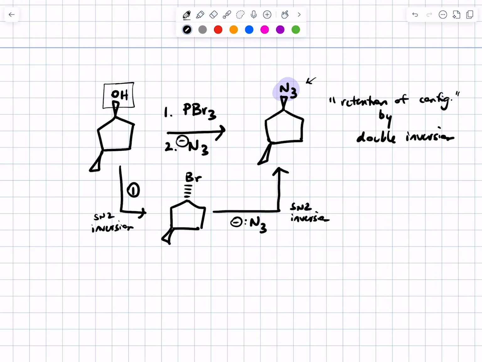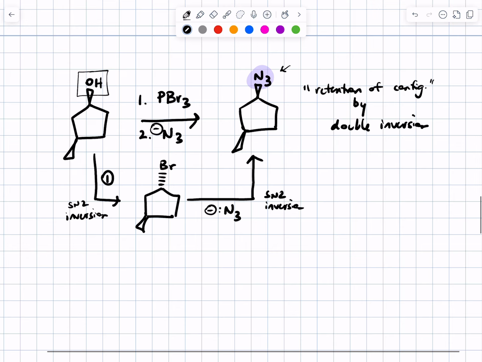Making any sense? Yes, go ahead. So when there's the same stereochemistry with the reactants and products, we can assume that there's two backside attacks or two SN2 reactions. Right, if you replace this OH with a nucleophile and you have the same stereochemistry, the one way you know of to get there is two SN2s, two backside attacks.